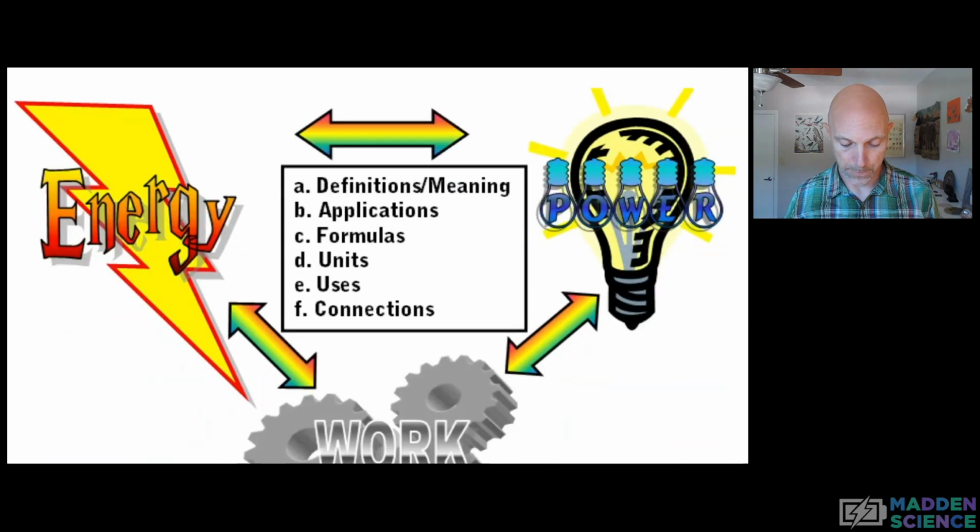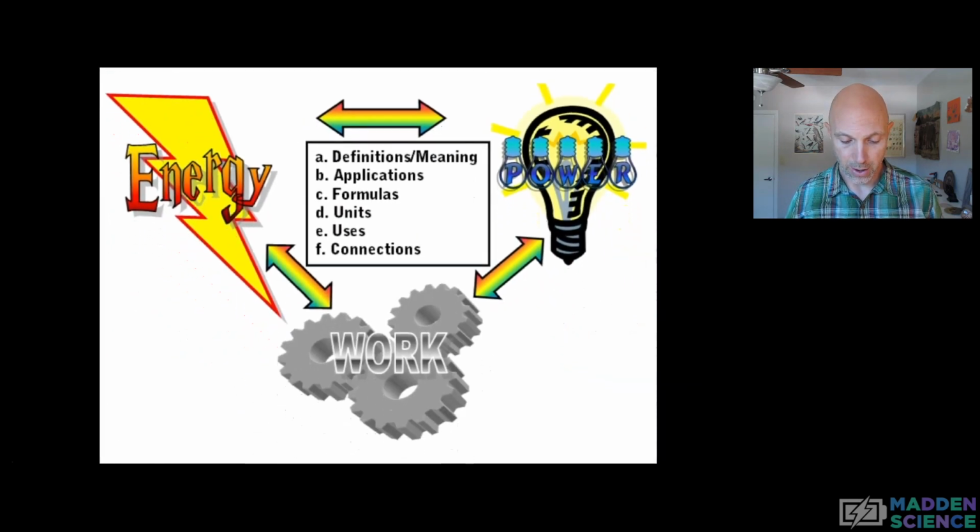All right, go ahead and pause the video at this point. I want you to write down as best you can from your notes, your reading, and watching the previous videos: how do you define or bring meaning to work, power, and energy? What are some applications and formulas? You could probably add in their vernacular uses. What are the units, and how are they used? And then, as you see in this figure, how are they connected?